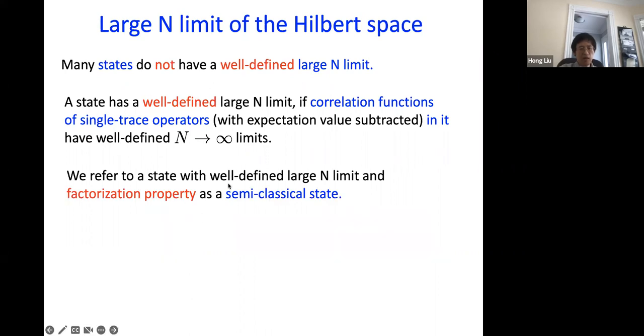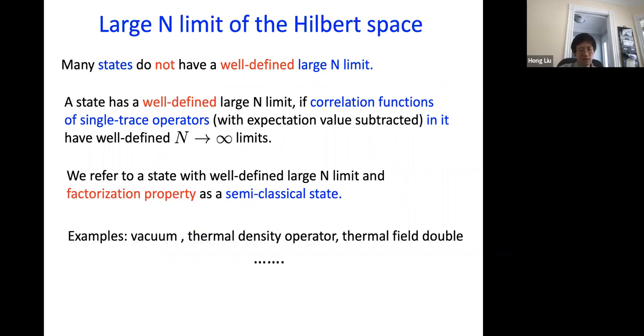And so we refer to a state with a well-defined large N limit and certain factorization properties as a semi-classical state. We are not going into details of that. Anyway, the bottom line is that now we can define states using the large N limit of their correlation functions, including the vacuum, some thermal density operators, some of the double-trace states. You can define them this way. Their microscopic definition no longer makes sense.